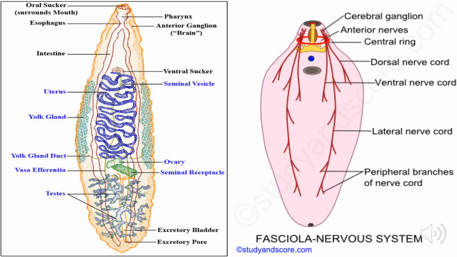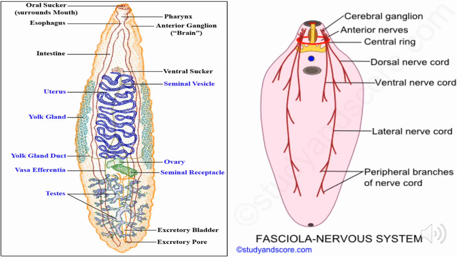I want you to take a look at the oral sucker. Immediately after the oral sucker, you have there the pharynx. Do you know that there is that group of nerves around the pharynx of these worms? And they are labeled there as anterior ganglion. Or in the other picture, they are labeled as anterior nerves. So these are the equivalent structures to the brains of humans.